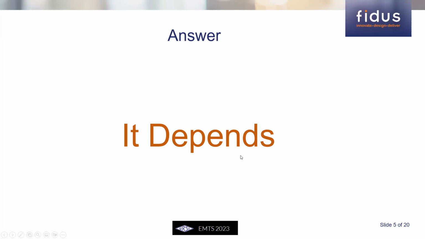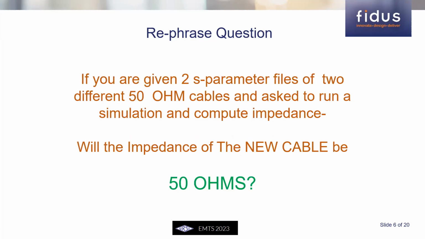Now, we'll rephrase this question differently. So just keep this in mind. Now, let's do a simulation. Instead of telling you the question in terms of the cables, say, I'll give you two S parameter files. I'm telling you that they belong to different 50 ohm cables. And I'm asking you to run a simulation. And from the simulation result, can you tell me if the impedance of the cable will be 50 ohms?